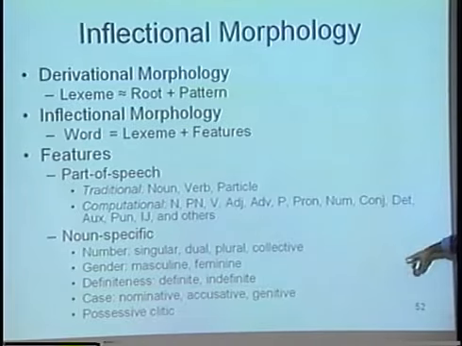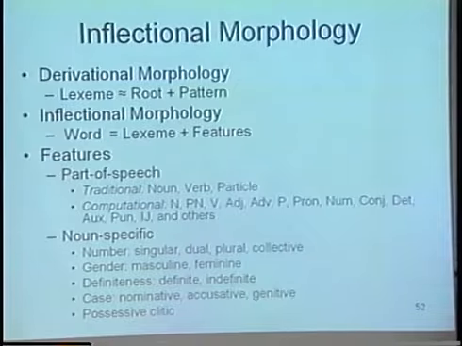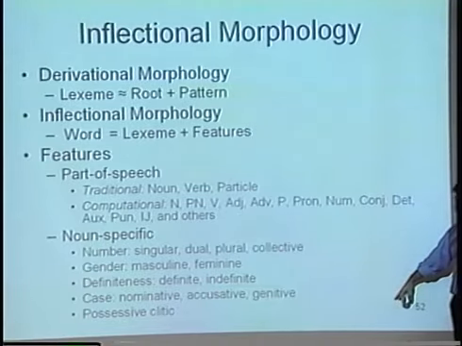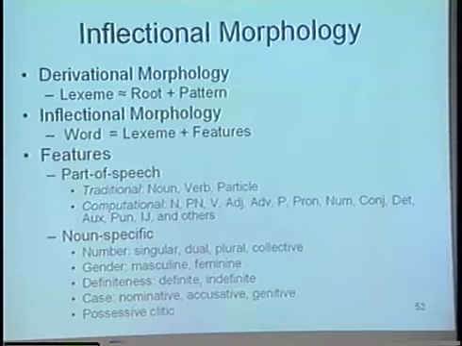So for nouns, why do we need these tags? Well, for nouns, you have variations. In terms of number, you have singular, dual, plural, and collective plural. This is like a bunch of things. Gender is masculine and feminine. That's similar to many languages. Definiteness is marked on the word. Then case, and you also get for the nouns a possessive clitic.